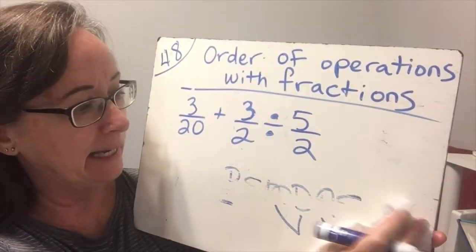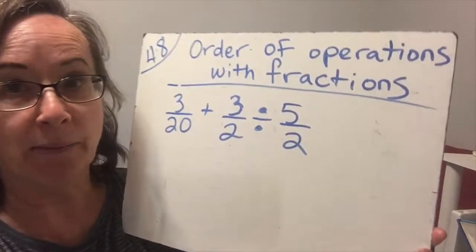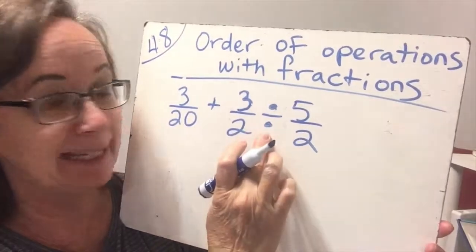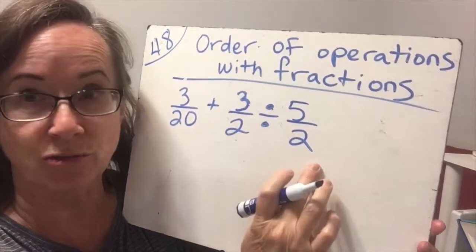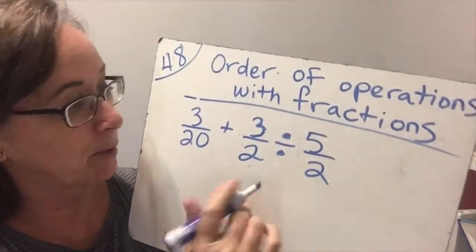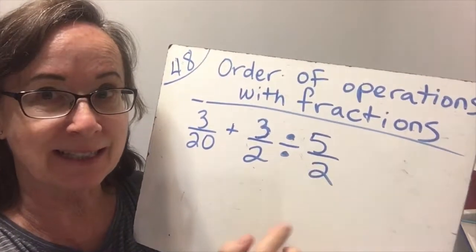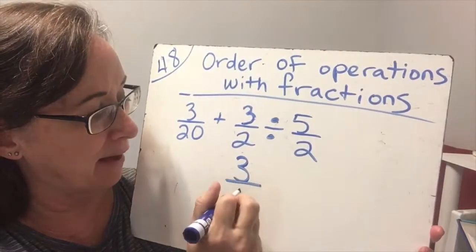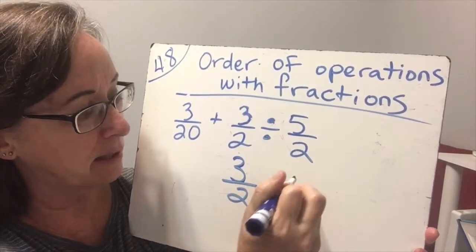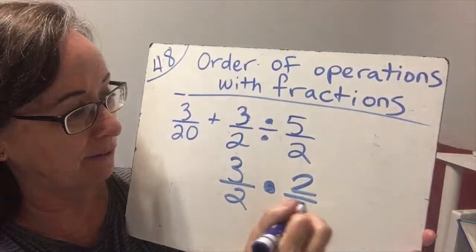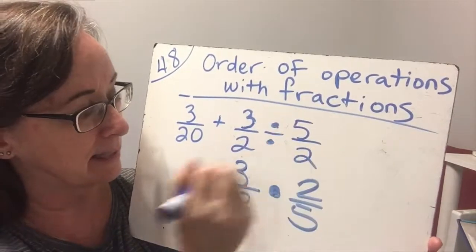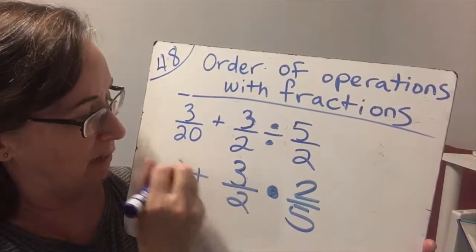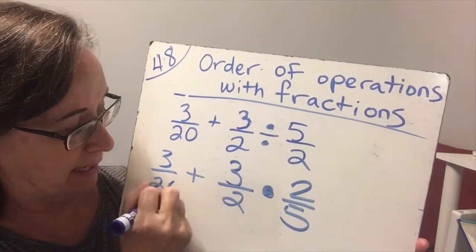So now here we have a problem, and because we have a plus and a division, we're going to go straight to the division. Now remember, when I divide fractions, I flip and I multiply. So 3/2 times 2/5 will be the same thing as this right here. So we're going to do that first, and then we'll add the 3/20 to that.